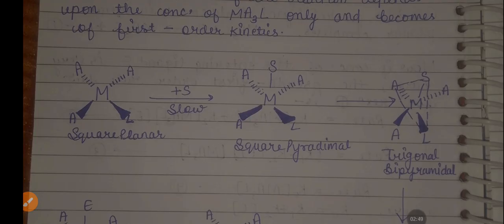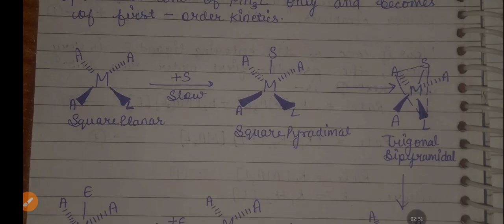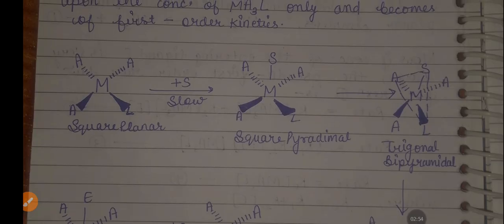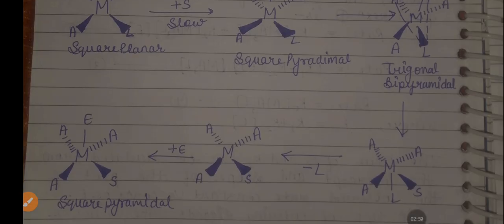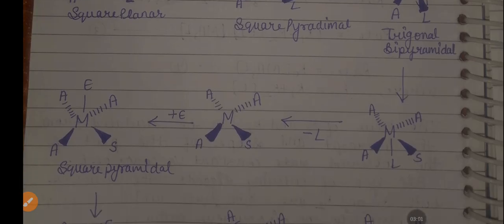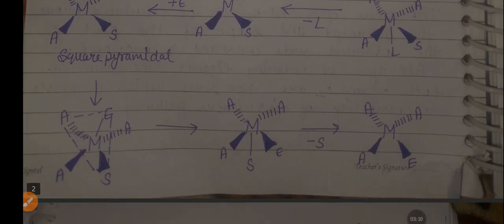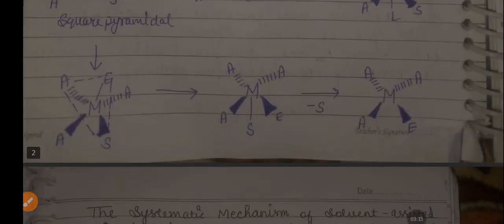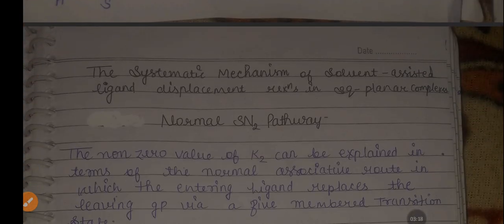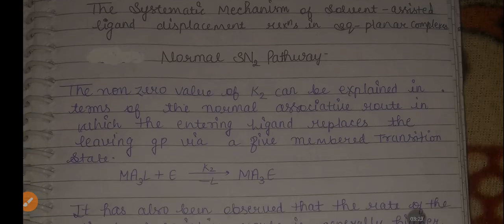When the square planar complex reacts with the ligand S in the slow step, it forms a square pyramidal structure, then a trigonal bipyramidal structure, and when ligand L is removed and it reacts with ligand E, it forms a square pyramidal structure again. This is the reaction mechanism. The systematic mechanism of solvent-assisted ligand displacement reaction in square planar complexes: normal SN2 pathway.